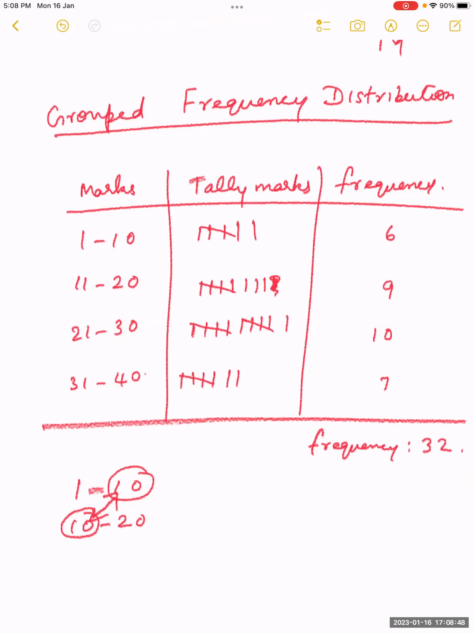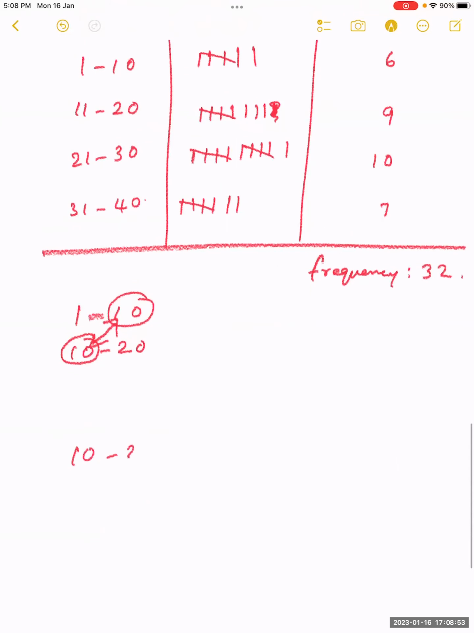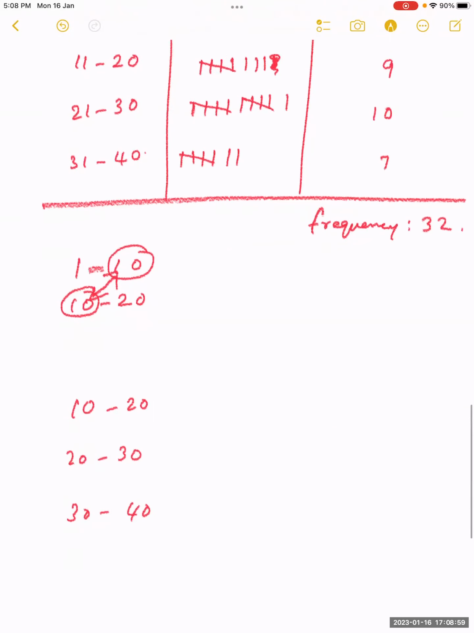If a continuous frequency distribution is considered, then it will be like 10 to 20, then 20 to 30, 30 to 40. Up to 20, not including 20, say up to 19.99, whatever comes will be included in this class. Anything from 20 to 29.9999 will be included in the next class. Are you all understanding? Any questions? That's how continuous data, continuous interval works.